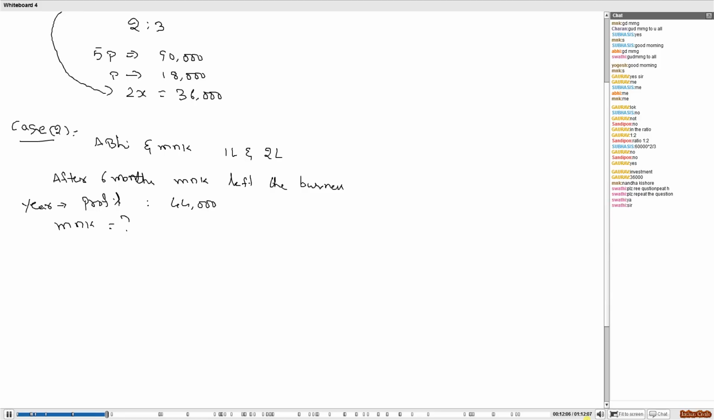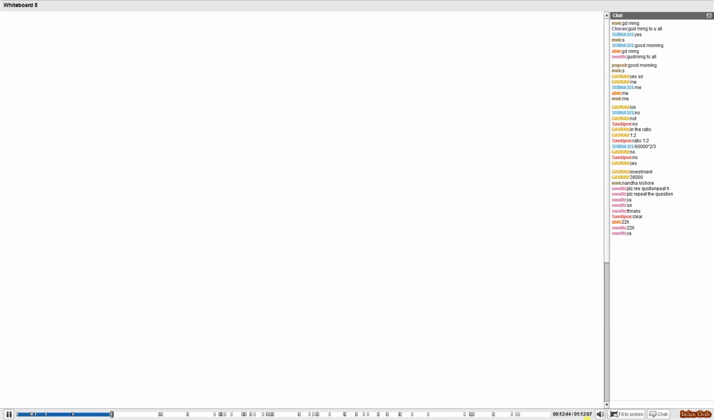Look, okay, so Abhi invested 1 lakh rupees for 1 year. So I'm taking it in months. 1 lakh is for the whole 12 months. MNK invested 2 lakh rupees, but only for 6 months. What is the ratio? 1:1. So the profit will be divided in the ratio 1:1. What is the share of MNK? That is 22,000. Is it clear? Okay. We'll go for the next one.